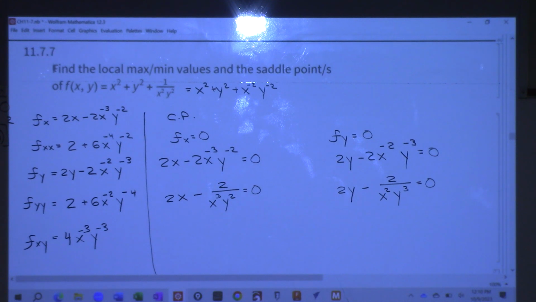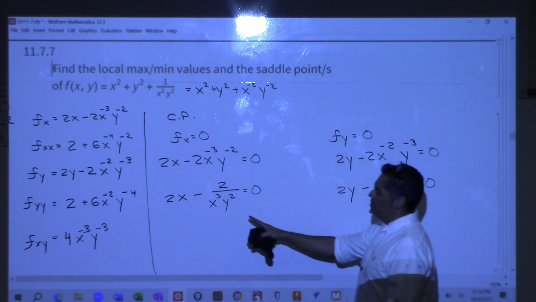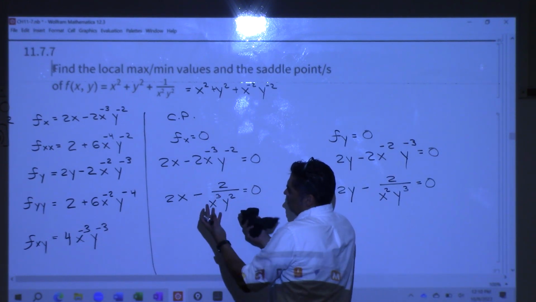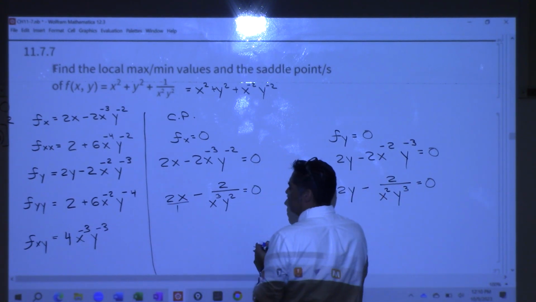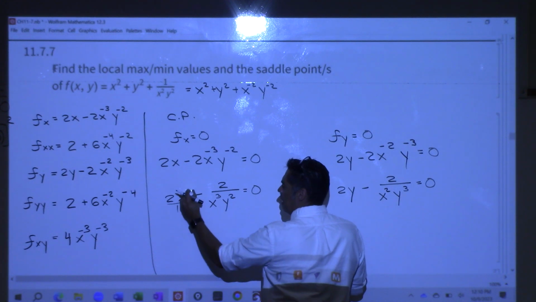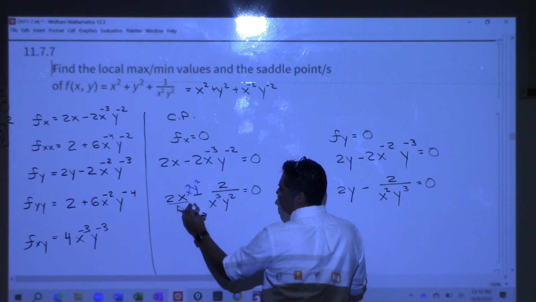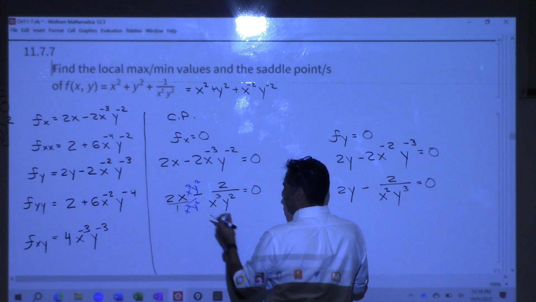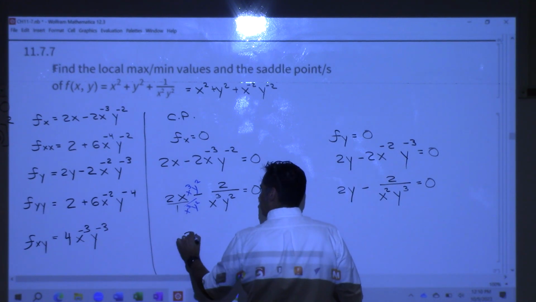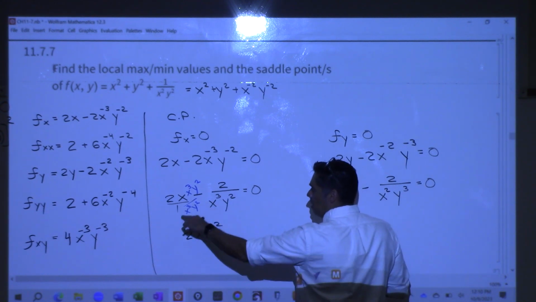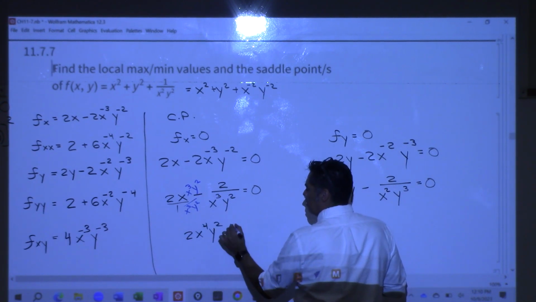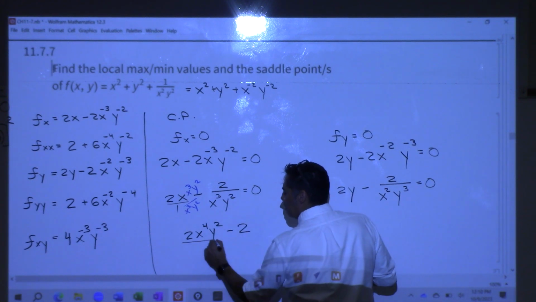I have an idea. Maybe I'll get common denominators on each side. Let me get a common denominator here and put them together. If I do that, I have to multiply the top and bottom of this by x cubed y squared. So this will become 2x to the 4th y squared over the common denominator, minus 2 over all of that, right?